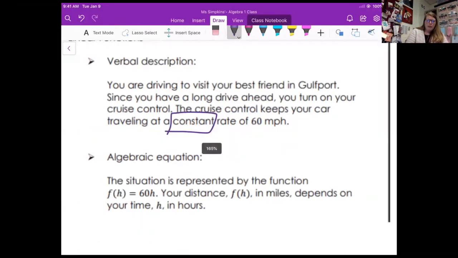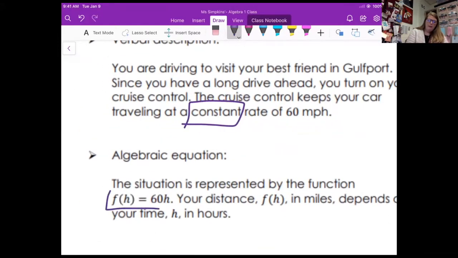That word constant, automatically I should be thinking this is going to be a linear equation. If I'm given the equation, which would be right here, I'm taking my hours and multiplying each one by 60 to decide after how many hours, how many miles I have driven. How do I know that equation is linear? Well, this variable has an exponent of 1. If there is an exponent of 1 or there's not an exponent, because we don't need to necessarily write the 1, it is linear.